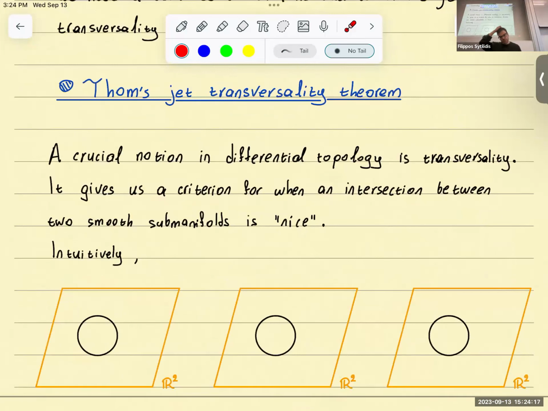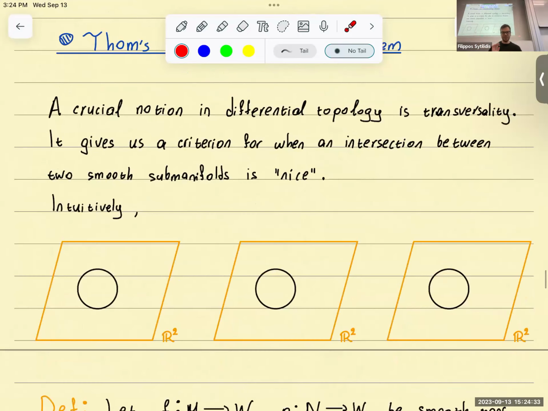Well, the crucial notion is the notion of transversality, which, has everyone here seen transversality, by the way? Okay, perfect. Good, because I prepared a bit about it, and I don't want it to be in vain.